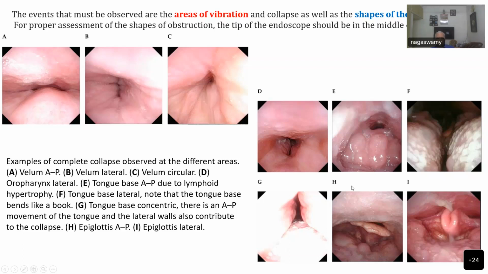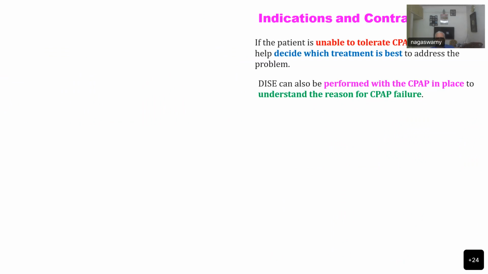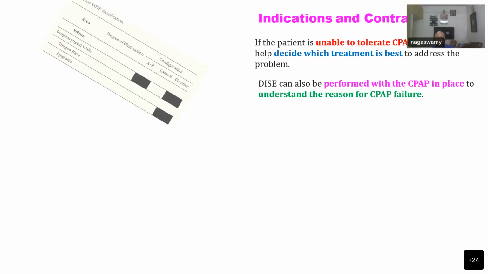And of course, the video will automatically be recorded. So you can replay these things and see what type of occlusion is happening. Based on this only, you decide what treatment you are going to give. And as you mentioned, for patients who are unable to tolerate CPAP, DISE will decide what type of treatment we can give. Also, if in spite of tolerating CPAP it is not able to relieve the obstruction and CPAP failure happens, that also can be diagnosed by doing the DISE.